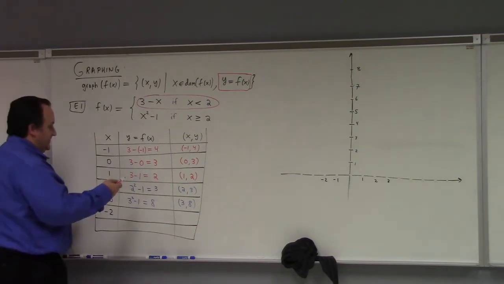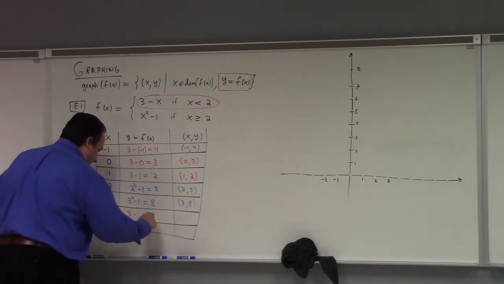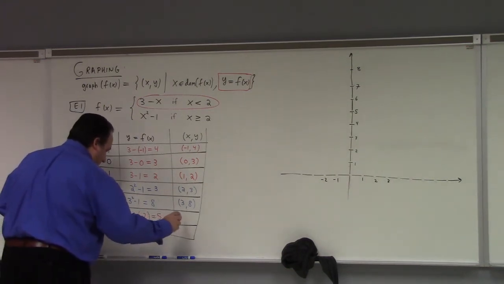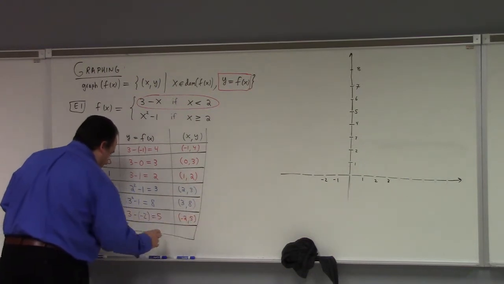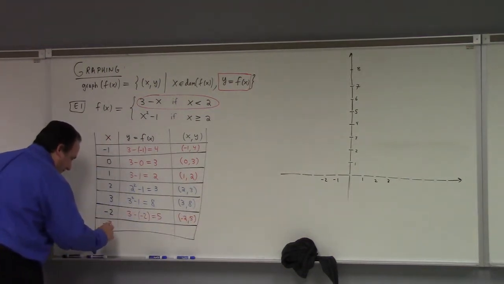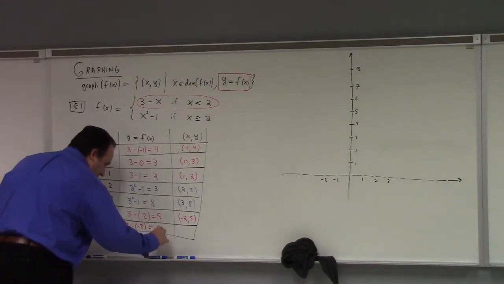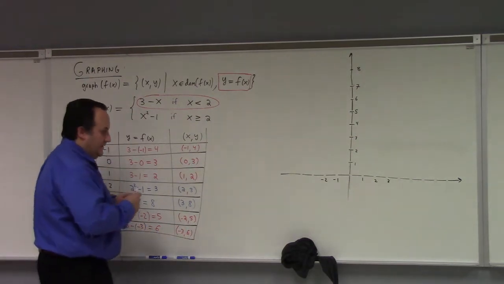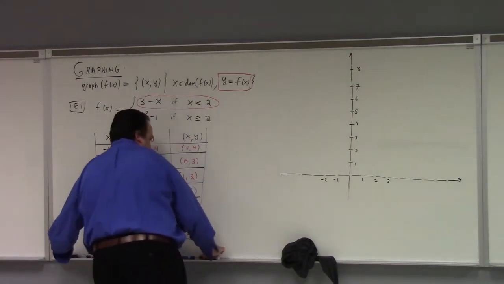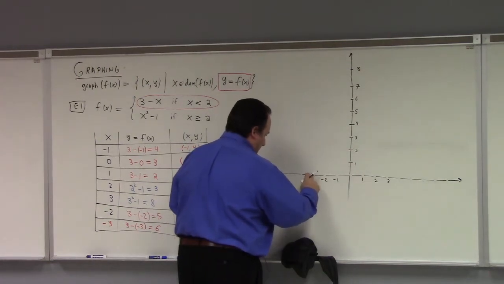The first one, right? So I got 3 minus a -2, which gives me 5. So I have -2, 5 as another point, and you know what? I'll go ahead and throw in -3 while I'm at it. 3 minus a -3 is 6. So I've got -3, 6. All right, great. Okay, so there we go.